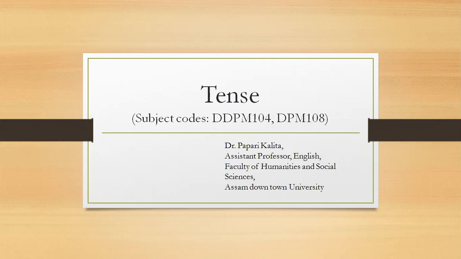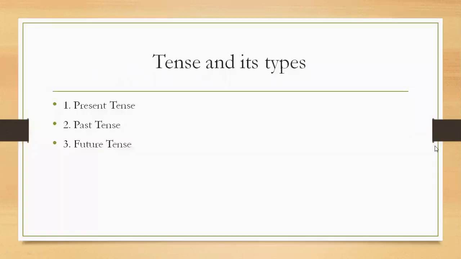Today's topic of our discussion is tense. All of us are more or less aware of the tenses that are there in the English language. What are those? As we know, there are three types of tenses. Firstly, the present tense, next, past tense, and future tense.